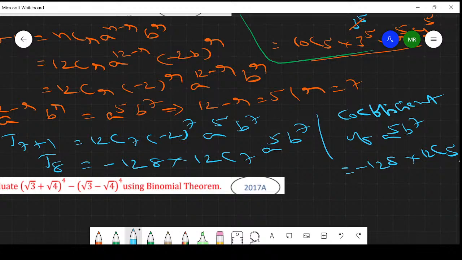This is the coefficient of a^5 b^7 equal to minus 128 times 12C5. I think 12C5 can be simplified. Using the nCr formula, you can simplify 12C5. That will be our answer. I hope you understood this.